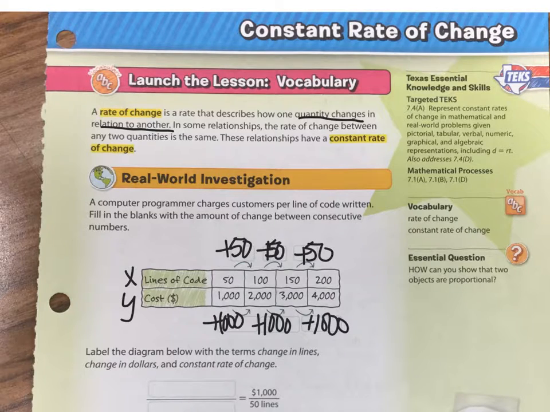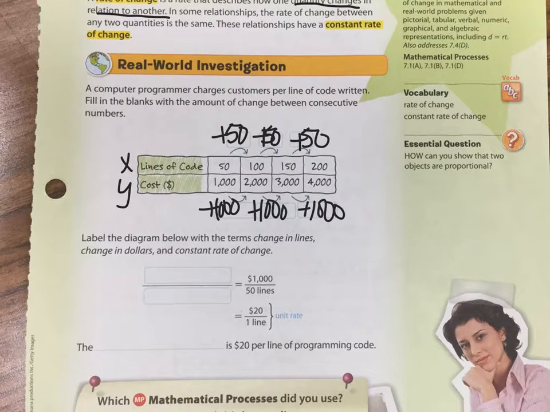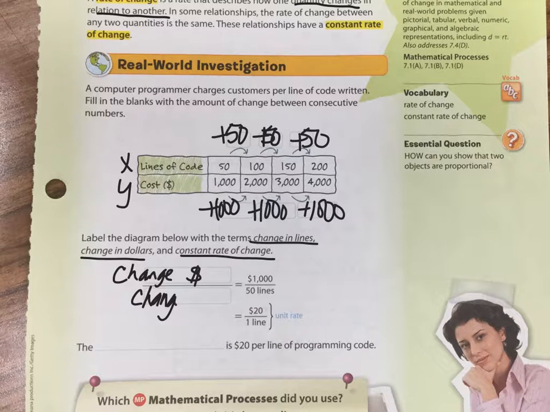Okay, and then on the bottom, it tells us to label the diagram below with the terms: change in lines, change in dollars, and constant rate of change. So these are the labels we're going to be using. This first one right here is asking us about the change in the dollars, so we're going to go ahead and write that. And the second one is talking about the change in the lines.